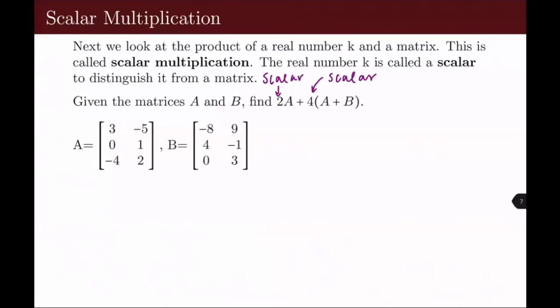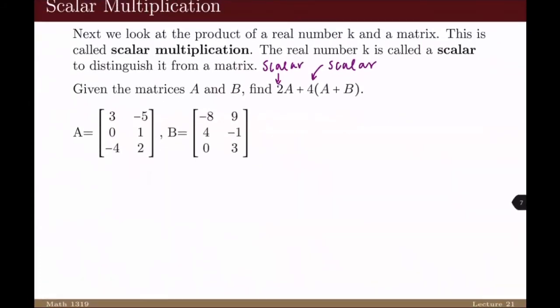So the first thing we want to do is find, well, we want 2A for sure. So 2A is just going to be 2 times every single entry in our matrix A. So that's going to be 6, -10, 0, 2, -8, 4, right? If I'm multiplying everything by 2.